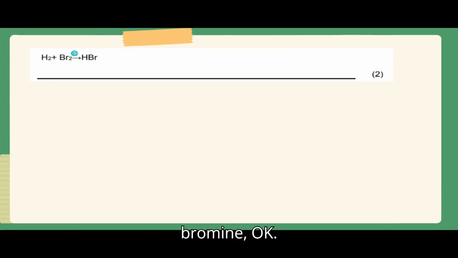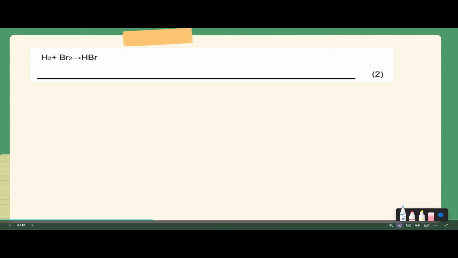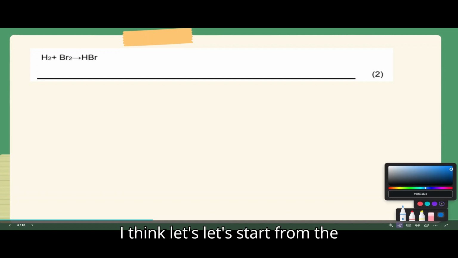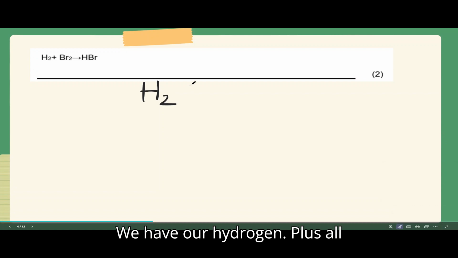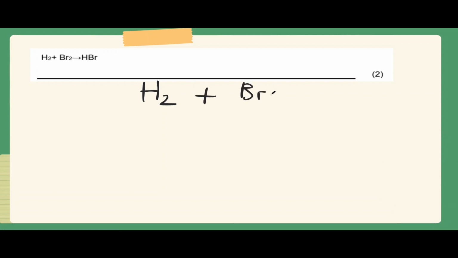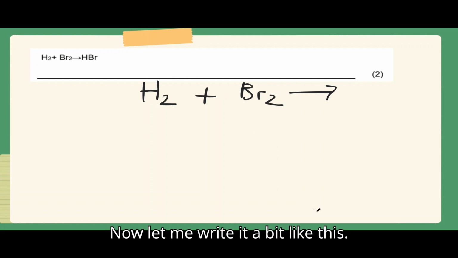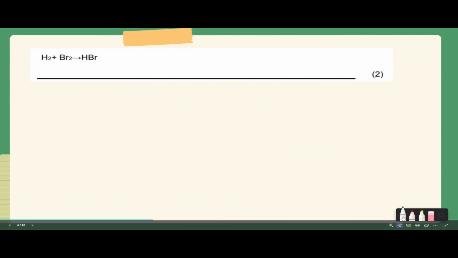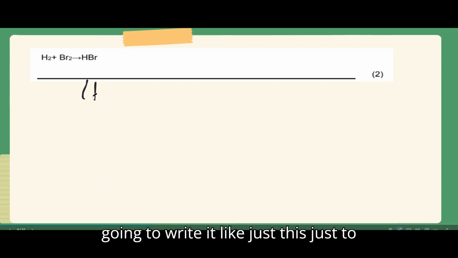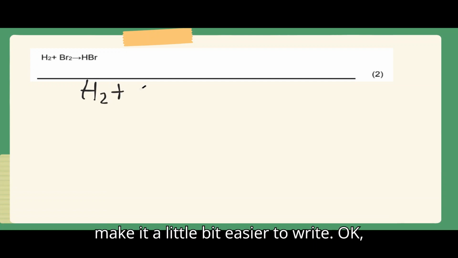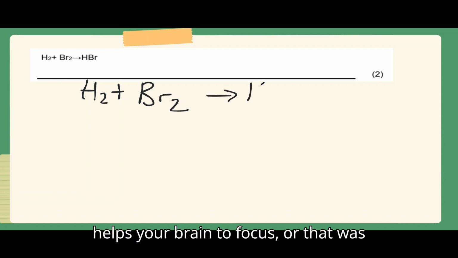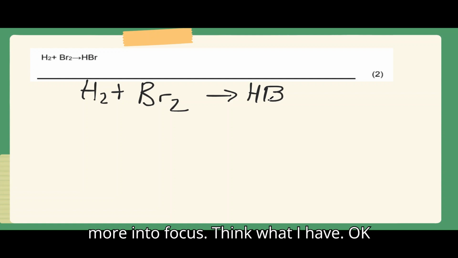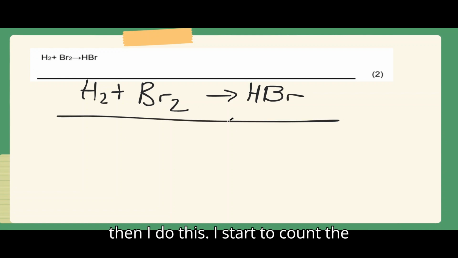Here we have hydrogen and bromine. I think let's start from the beginning. I'm going to rewrite it. We have our hydrogen plus our bromine. I'm going to write it like this, just to make it a little bit easier. Sometimes when you write it out, it also helps your brain to focus, or it helps mine to focus. Think what I have.